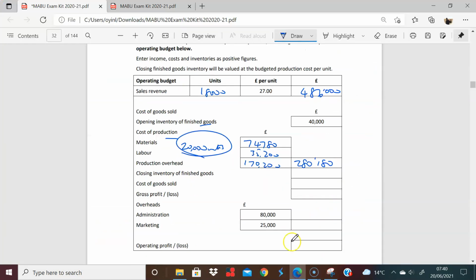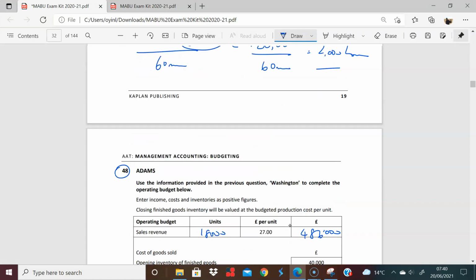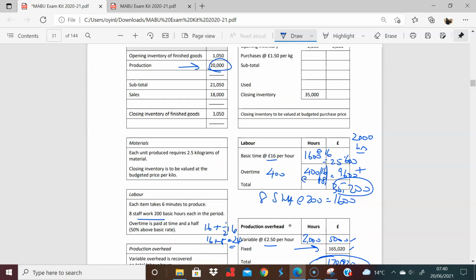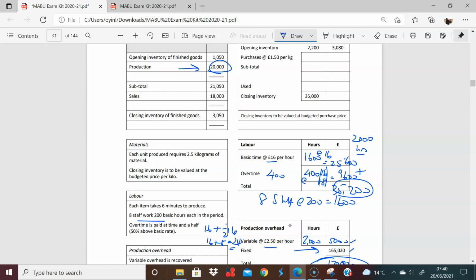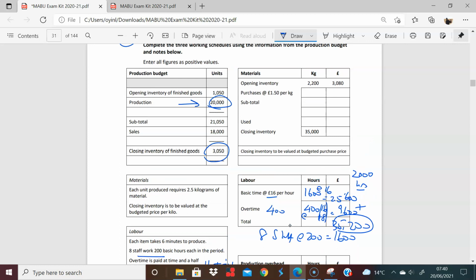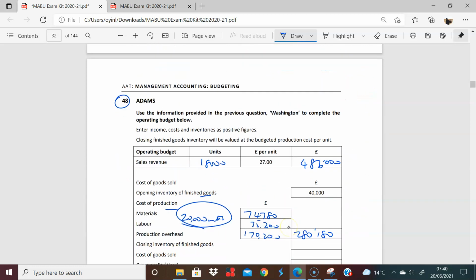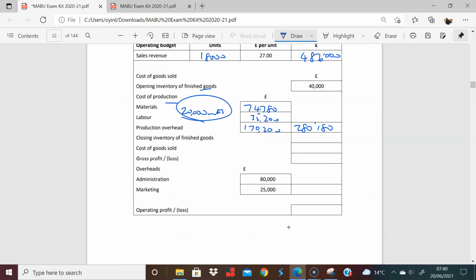So the question then says, what is the closing inventory of goods? We know from the question that you had 3,050 finished goods. Remember, this is all of finished goods. We're preparing our income statement, if you like. So we have 3,050 of these items. Now, here's the thing. If you spent 280,180 producing 20,000 units, right?